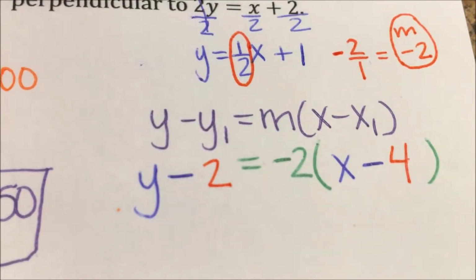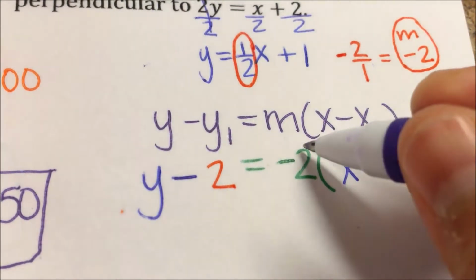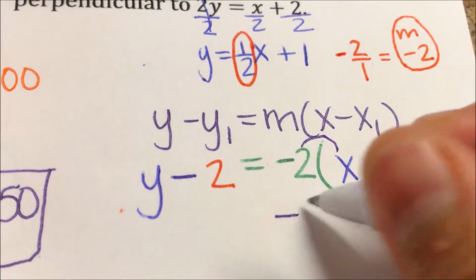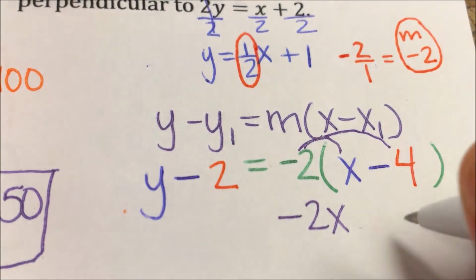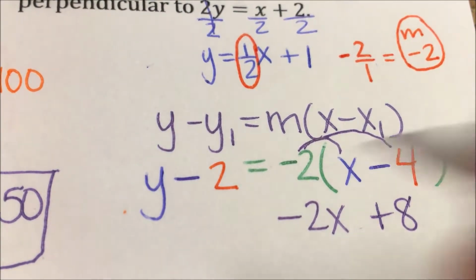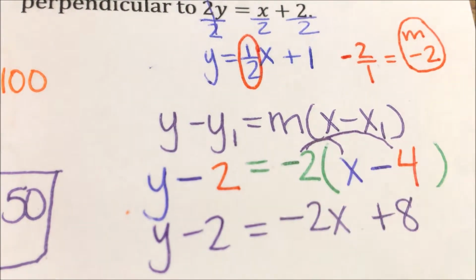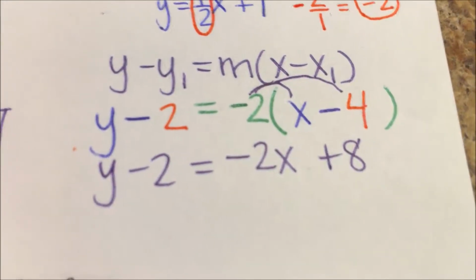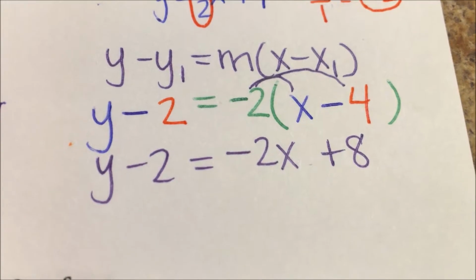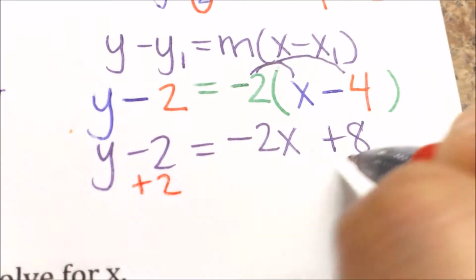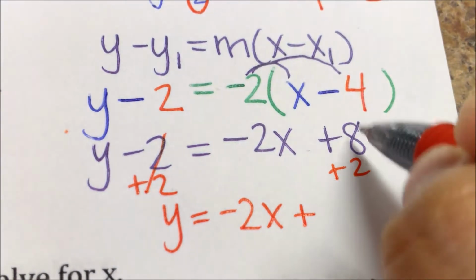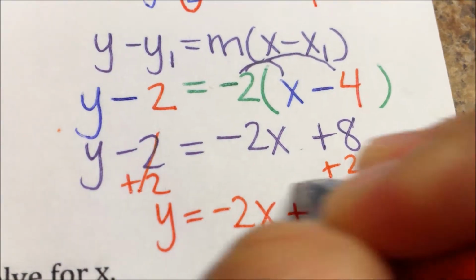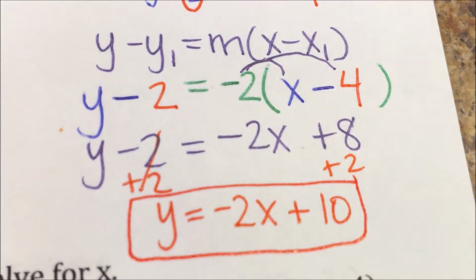And we do the distributive property. So negative 2 times x is negative 2x. Negative 2 times negative 4 is positive 8. And I have y minus 2, bring this down. Then we solve for y. We want y by itself because we want y equals mx plus b. So we add 2, y equals negative 2x plus 8 plus 2 is 10. And there's your line. That's perpendicular and crosses through that point.